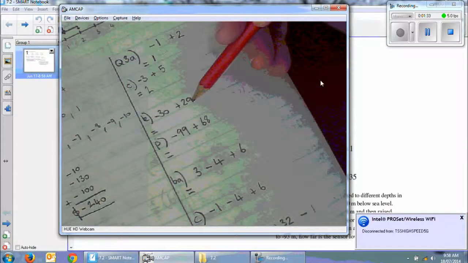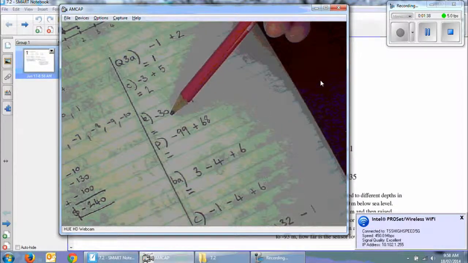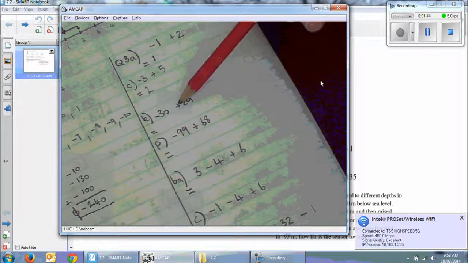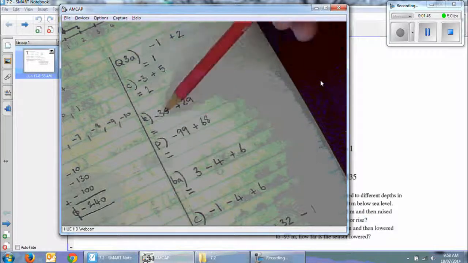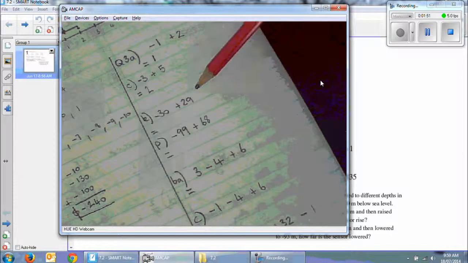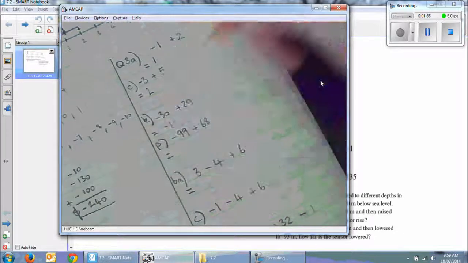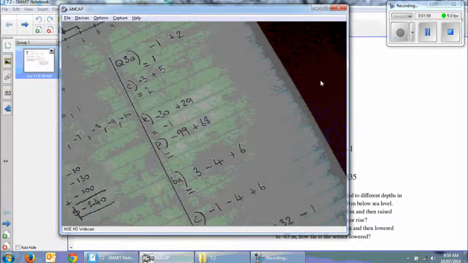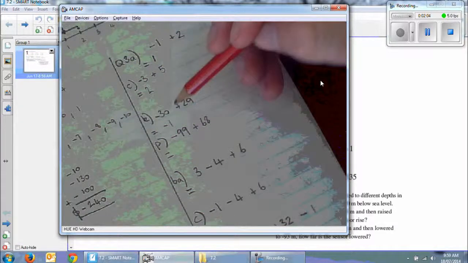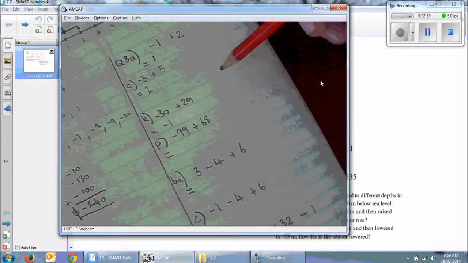In the next question, our numbers are getting a little bit bigger here. So we have owing $30, -30. We make a deposit of $29. So if I owe somebody $30 and I pay them back $29, I still owe them $1. So that is -1. Really important that you understand that. If I owe someone $30, I pay them back $29, I still owe them $1.